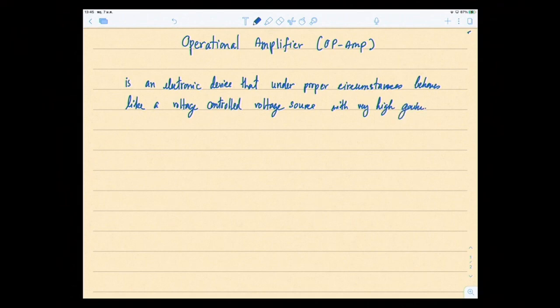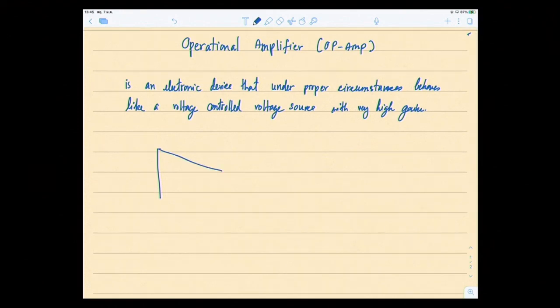The symbol of the op-amp is this triangle. It has three major so-called terminals. This is the output. The one with the positive sign terminal is called the non-inverting input, and the one with the negative sign is called the inverting input.